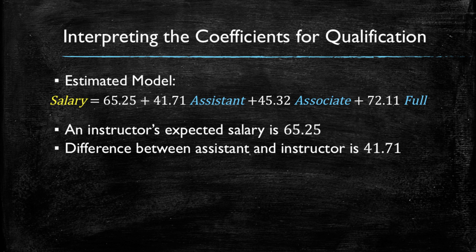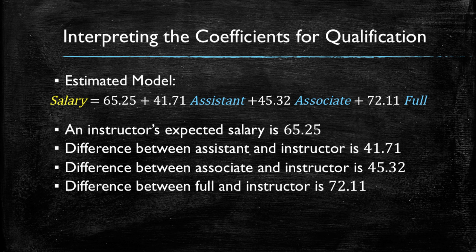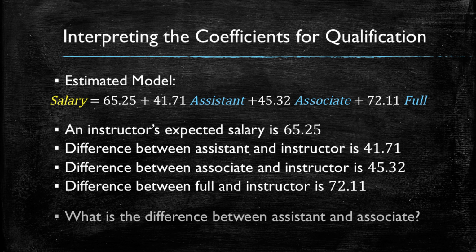And remember that the coefficient for assistant, that 41.71, was statistically significant and different from 0. So we know that the difference is there. Very similar, the difference between an associate and instructor is going to be represented by the coefficient for the associate dummy variable, and the difference between the full professor and the instructor is the coefficient for the full dummy variable. Overall, note that we followed the expected trend, and you can start seeing that the higher the rank, the higher the wage. But let me ask you a tricky question.